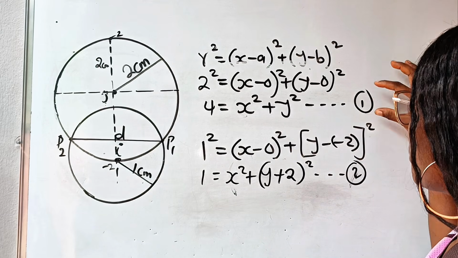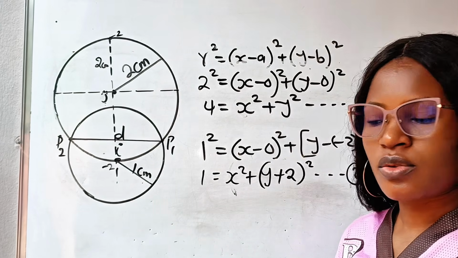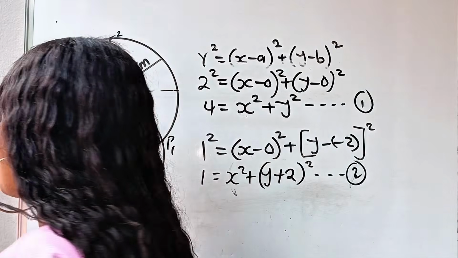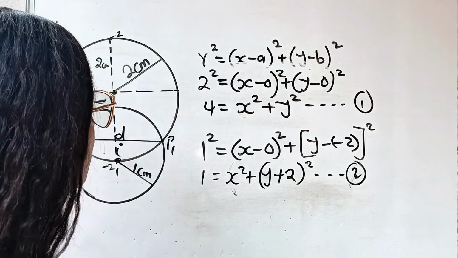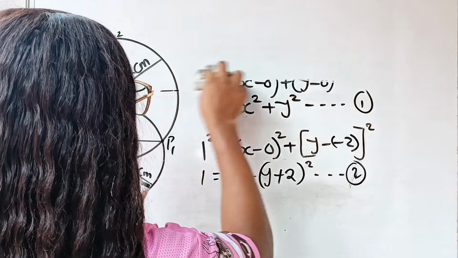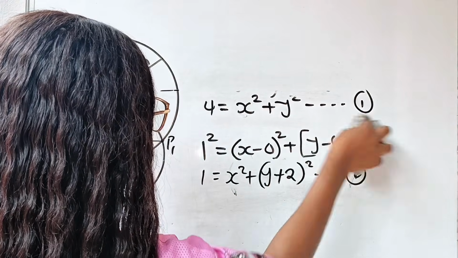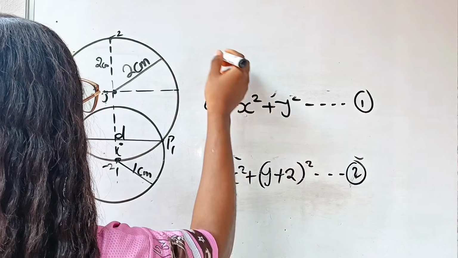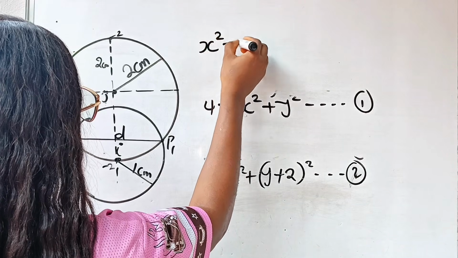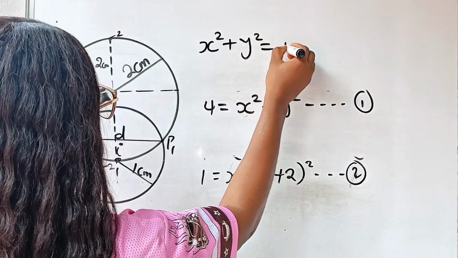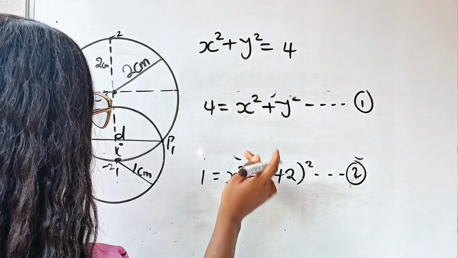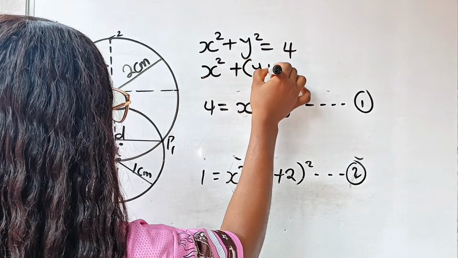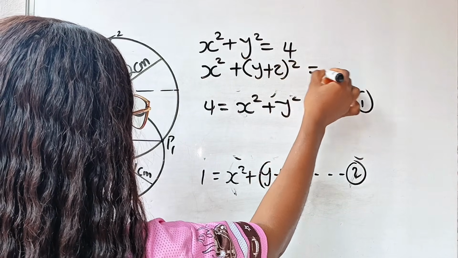Now we are going to solve equation 1 and equation 2 simultaneously because we need the values of our x and our y. So solving them simultaneously, for equation 1 we have x squared plus y squared is equal to 4. And for equation 2, we have x squared plus (y plus 2) squared is equal to 1.